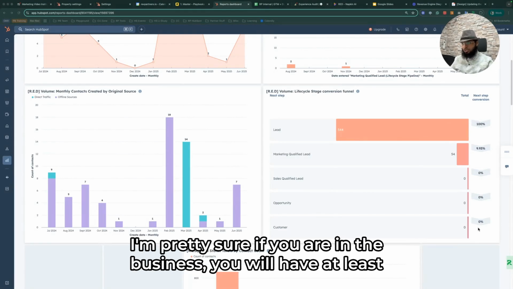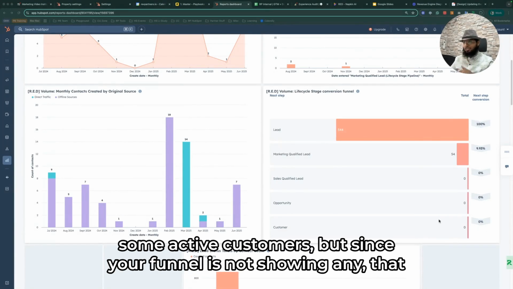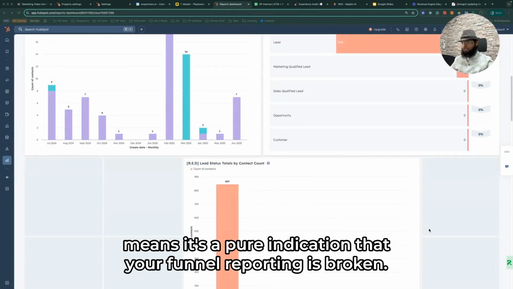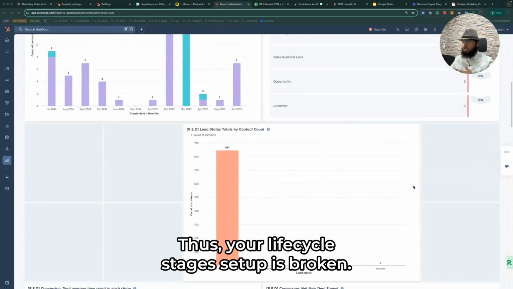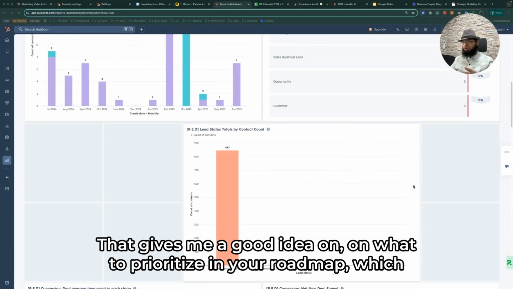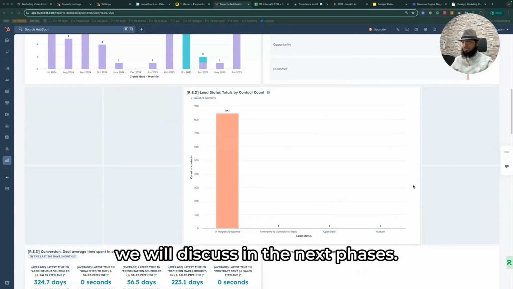I'm pretty sure if you are in the business, you will have at least some active customers, but since your funnel is not showing any, that is a pure indication that your funnel reporting is broken, and thus your lifecycle stages setup is broken. That gives me a good idea on what to prioritize in your roadmap, which we will discuss in the next phases.